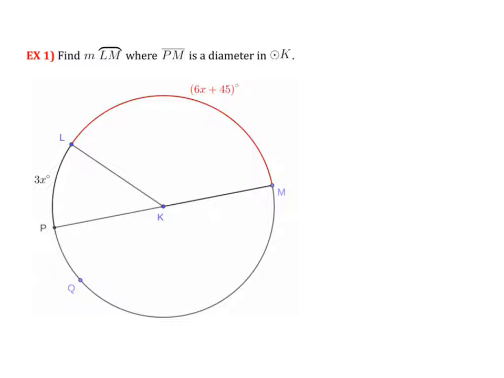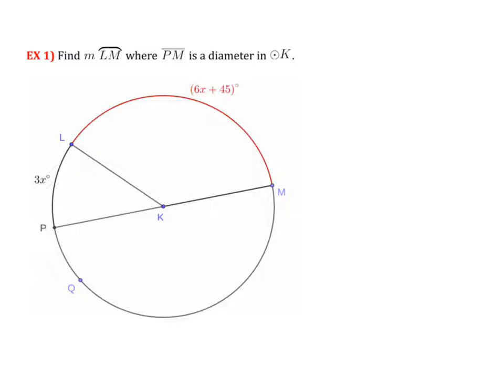All right, so let's go ahead and actually take a look at an example. So in example 1, they tell us to find the measure of arc LM. So arc LM is here. And currently it is 6x plus 45 degrees. And they also tell us that segment PM is a diameter in circle K.